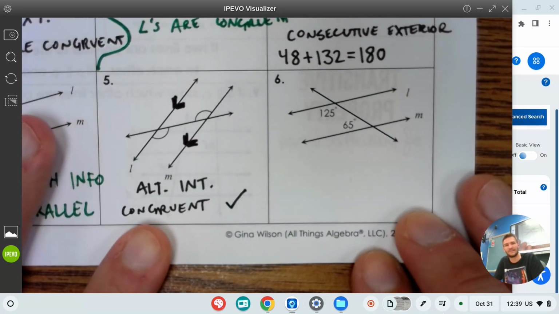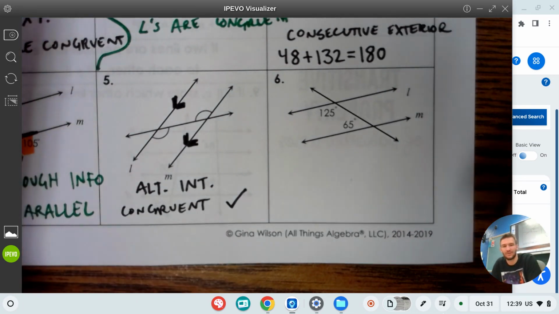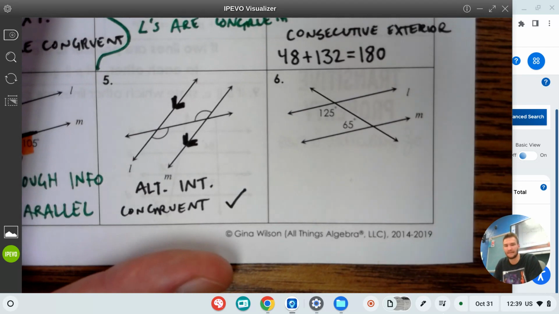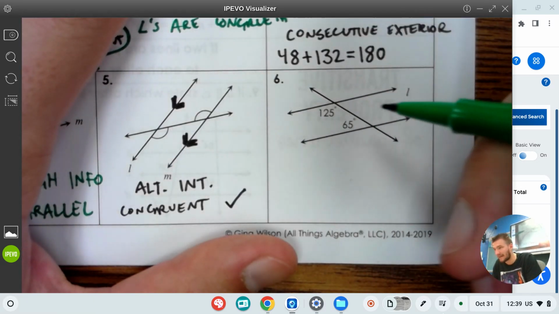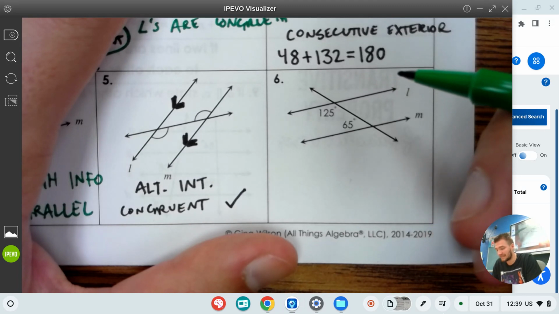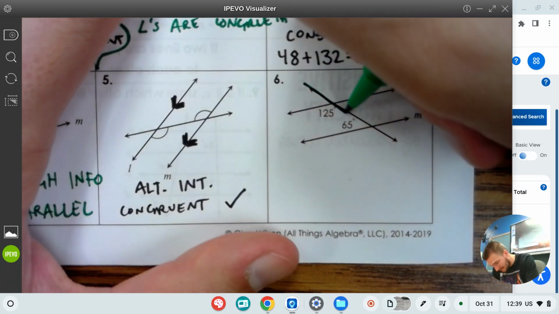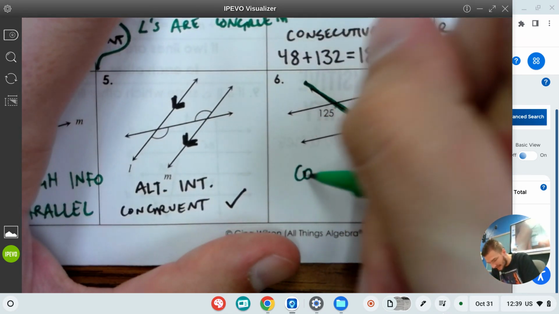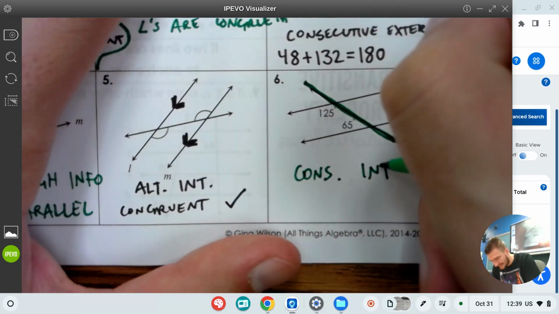All right, last one. This is kind of the ultimate trick question where students are like, okay, I got it, Mr. Collier, this is easy, and they miss 6 every time. So, how would you classify 6? You would say that these are on the same side of the transversal. You would say that these are consecutive, and you would say that these are interior.